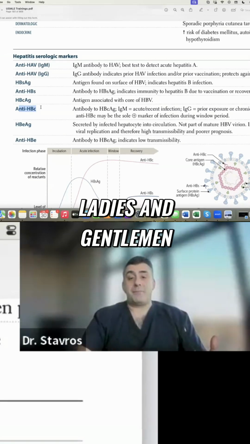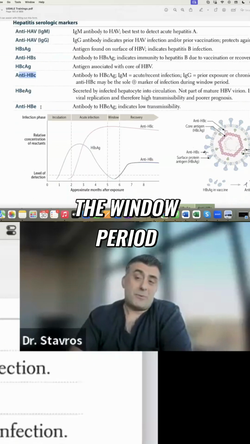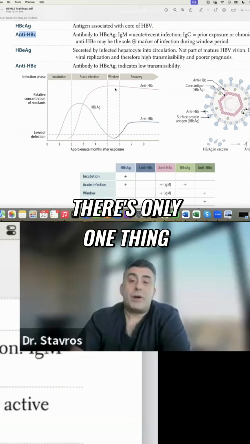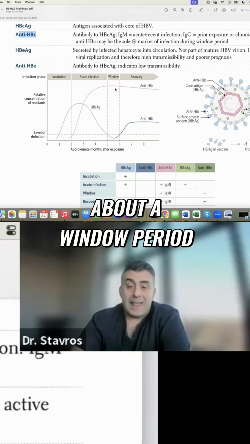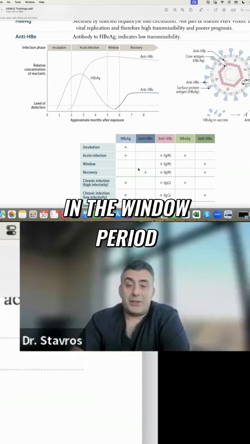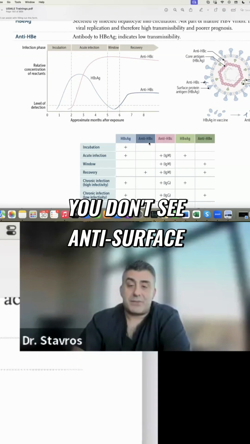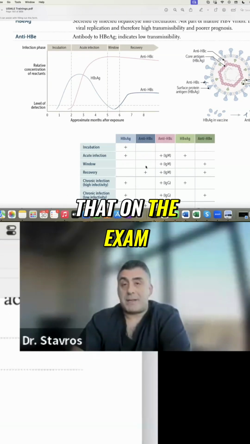By the way, ladies and gentlemen, the window period, which at one point I never really understood what the heck this is. There's only one thing you need to know about a window period. In the window period, you don't see two things. Ideally, you don't see surface, you don't see anti-surface. They will ask you that on the exam at some point.